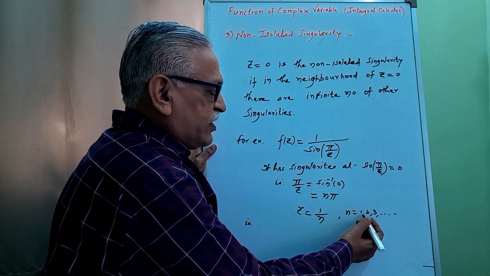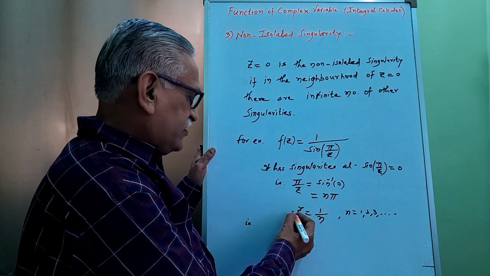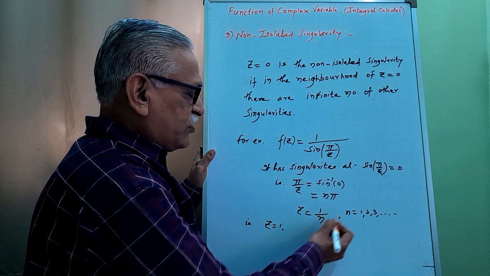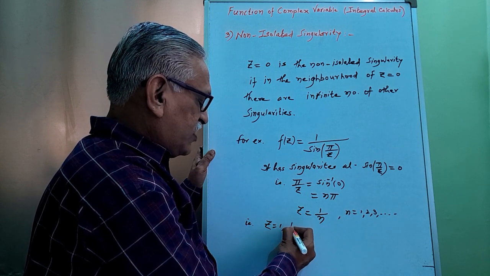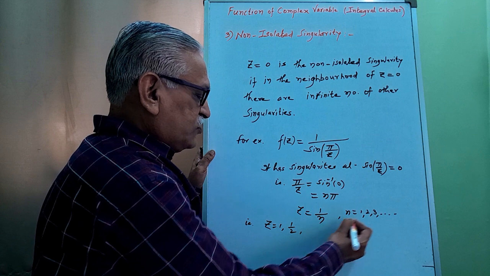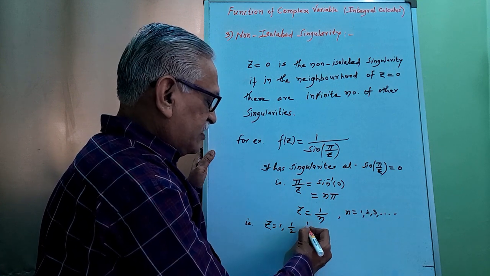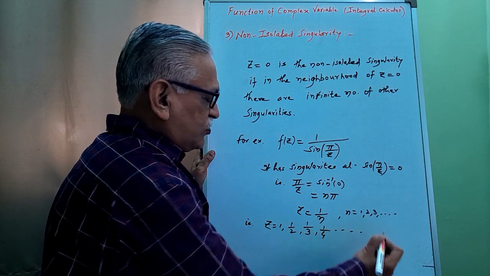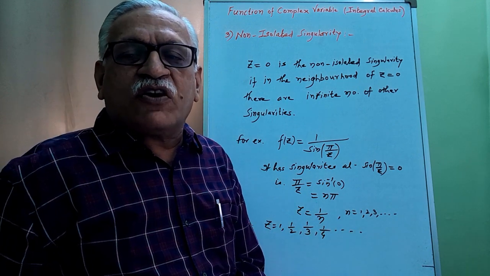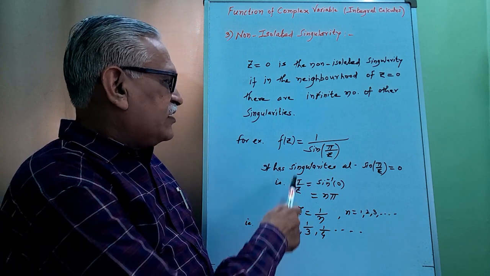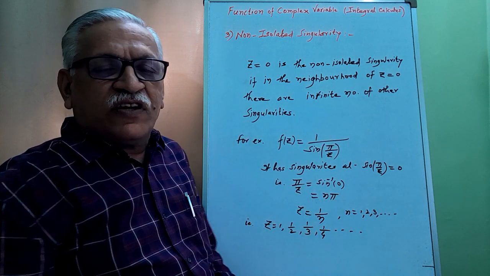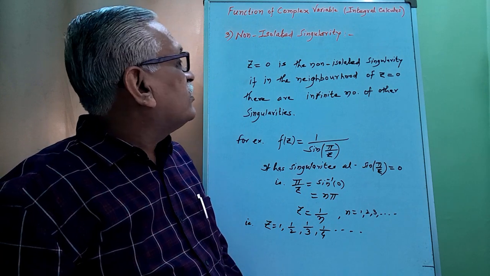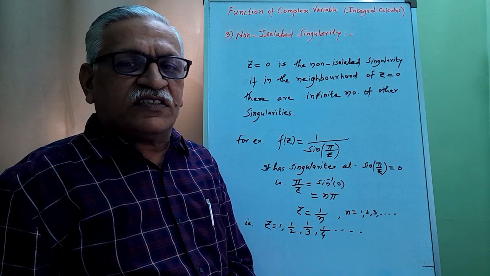With n equal to 1, 2, 3, for n equals 1 we get z equals 1. For n equals 2, we get z equals 1 by 2. For n equals 3, we get the third one as 1 by 3. The next one as 1 by 4, and so on. We have an infinite number of points, and if we get an infinite number of other singularities, then that z equals 0 is called a non-isolated singularity.